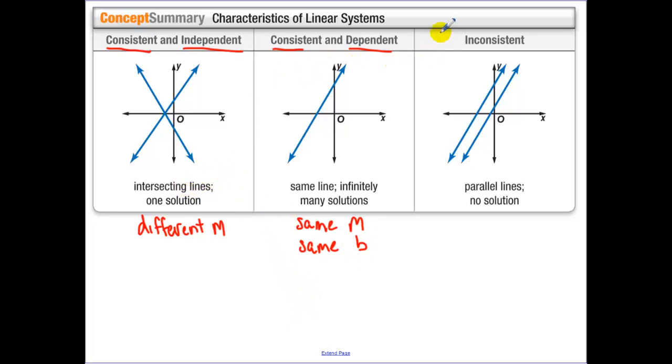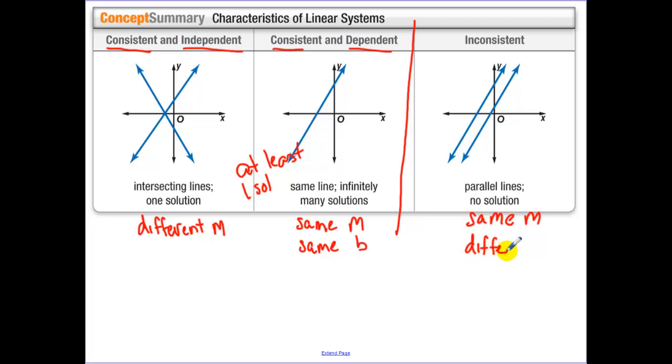And both of these types, you're going to have at least one solution. So when you're consistent, you have at least one solution. And either you're independent, where they're completely different lines, or dependent, the same line. And then you have inconsistent, where these are parallel lines. Remember, parallel lines are going to have the same slope, but here they're going to have different y-intercepts or different b's.